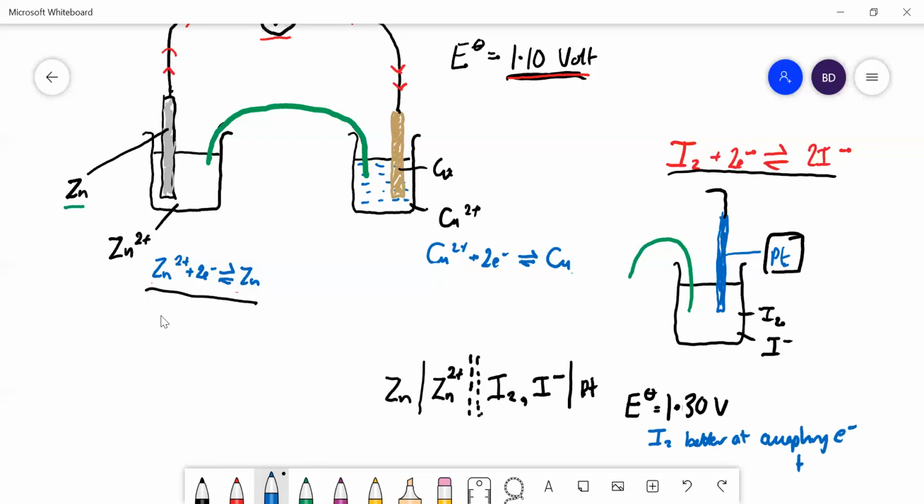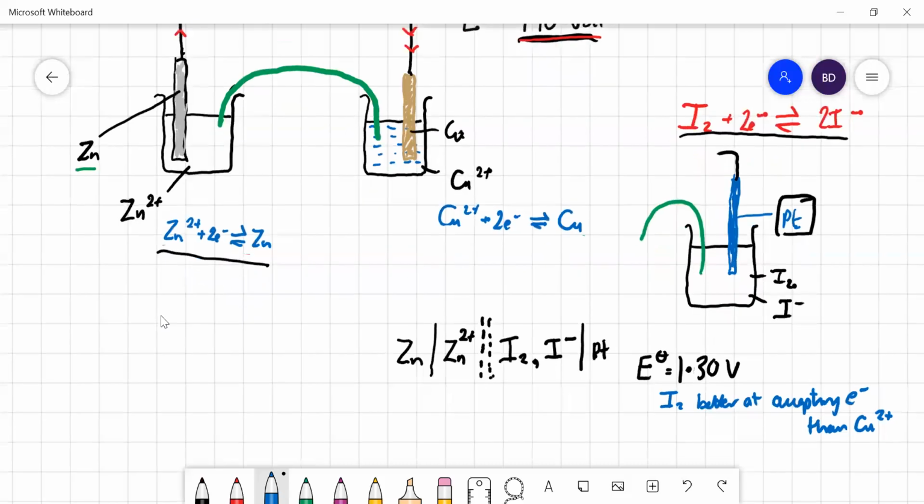E minus than copper 2 plus. So that means we've done a measurement. We said that iodine is a better oxidizing agent than copper 2 plus, and we can say it's better by 1.3 volts minus 1.1, so by 0.2 volts. We can say that, a little calculation. Let's think about another half equation we could put in there.